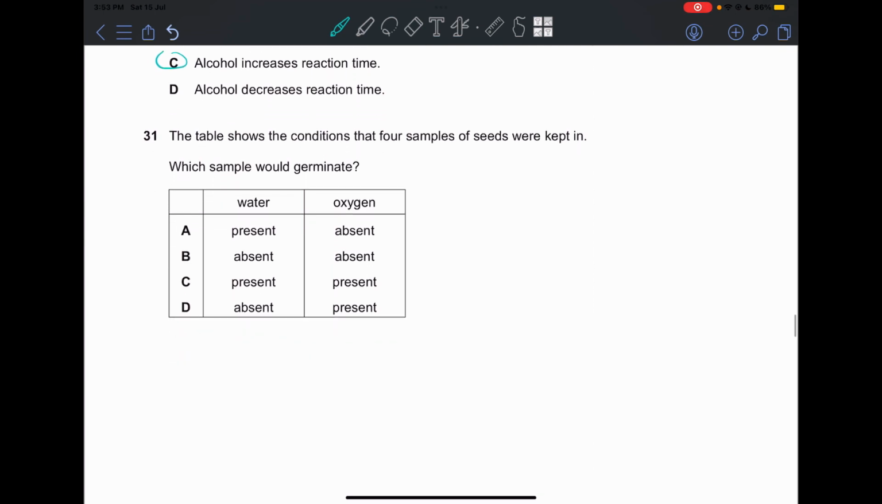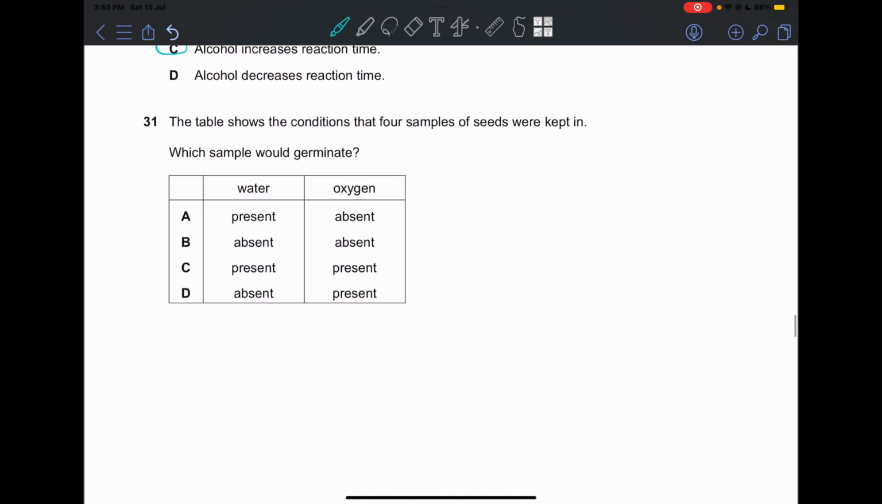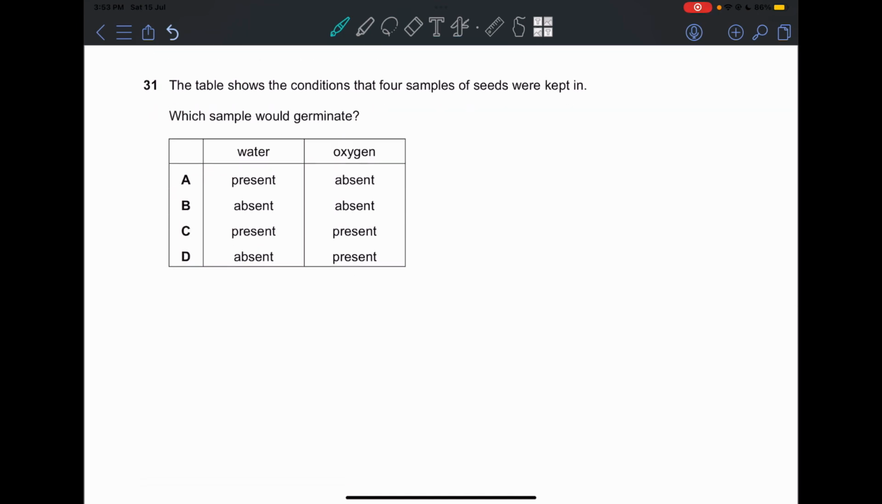31. The table shows the conditions that 4 samples of seeds were kept in. Which sample would germinate? Germination requires water and oxygen to go on because it is a respiration process, meaning that energy would be produced so that the seed can grow.